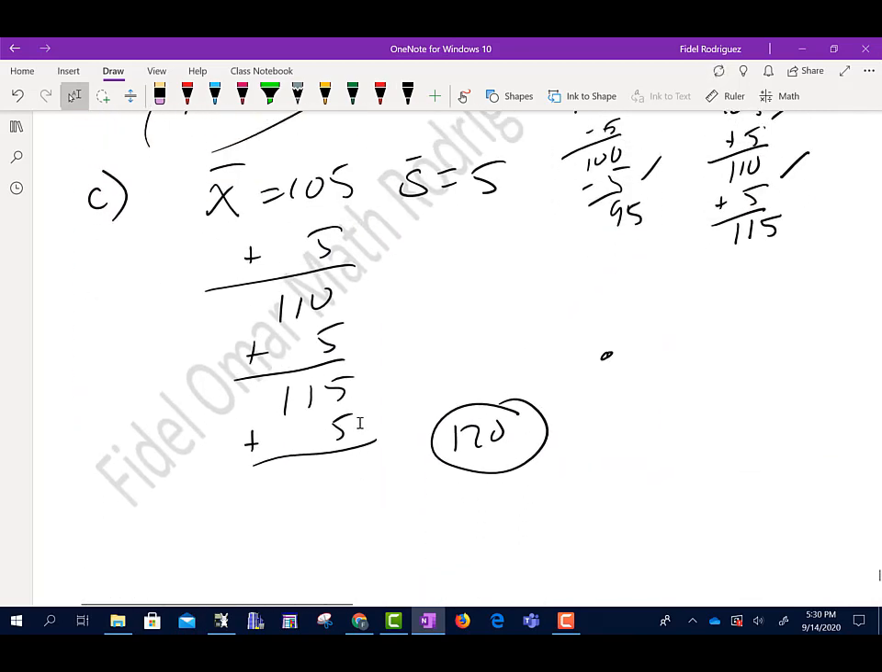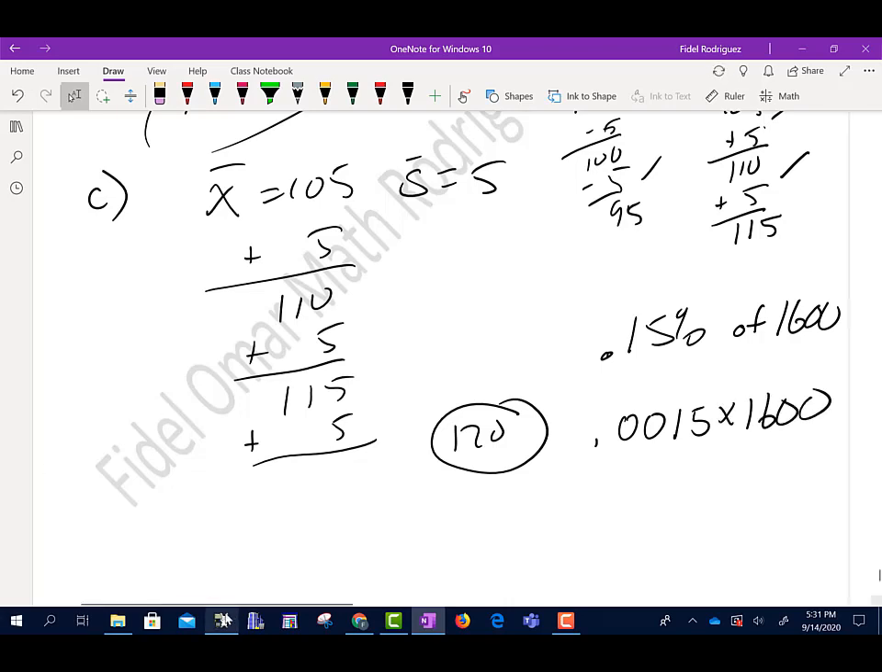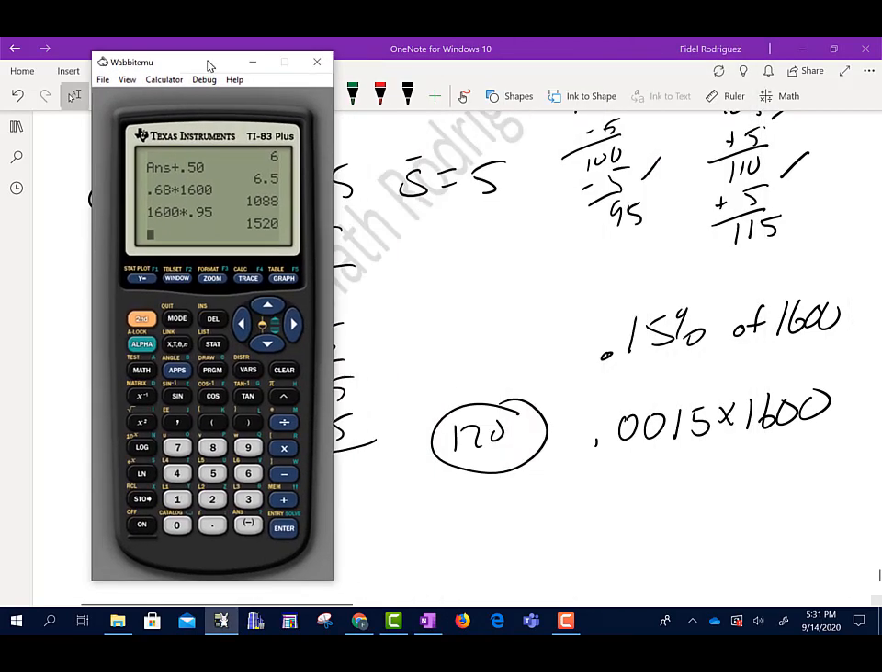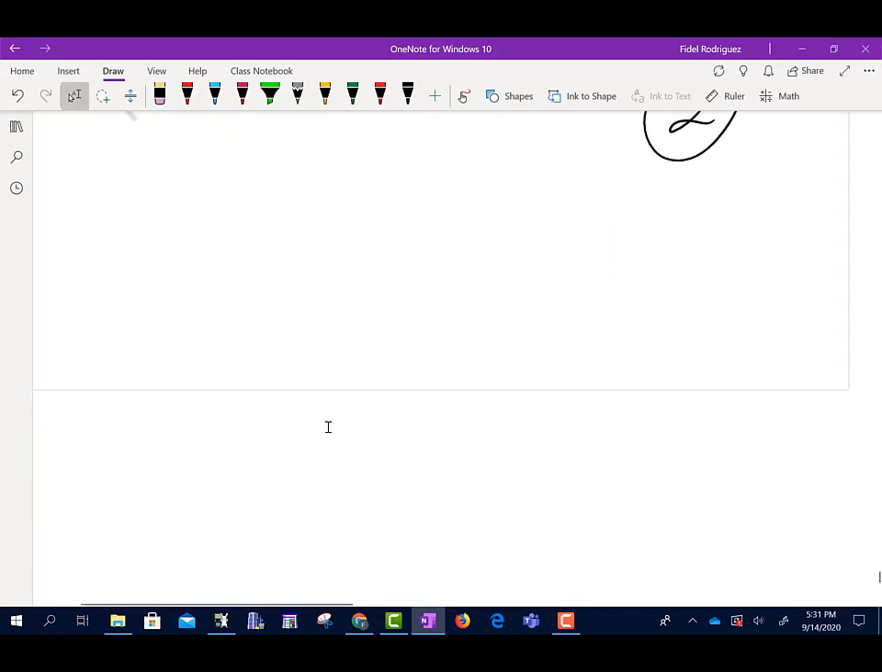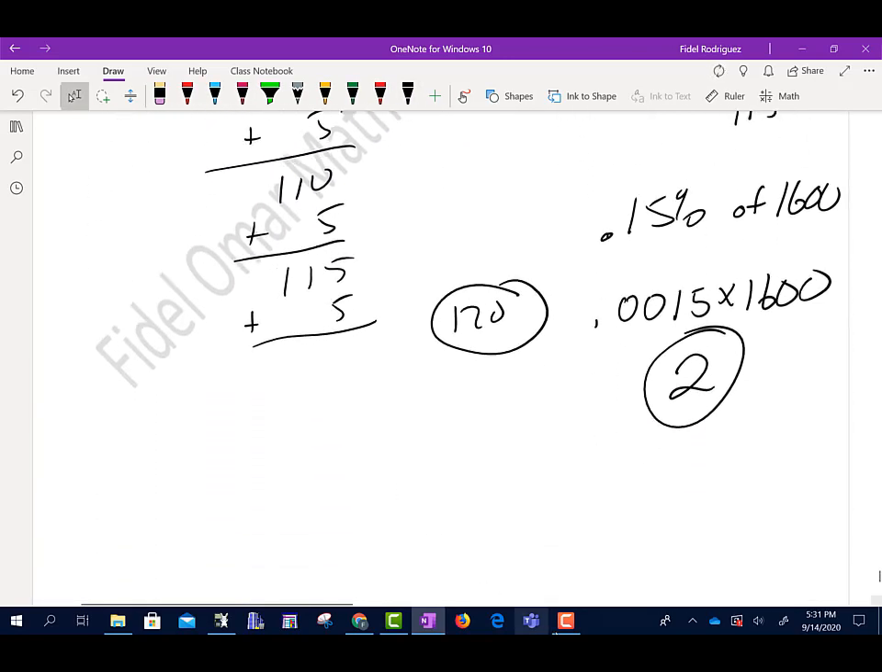Okay, that's a percent though. So I'm going to say 0.15% of 1600, which is 0.0015 times 1600. That's 2.4, so I'd say about 2 students are going to have a score over 120. And that right there, guys, is all of 10.4.